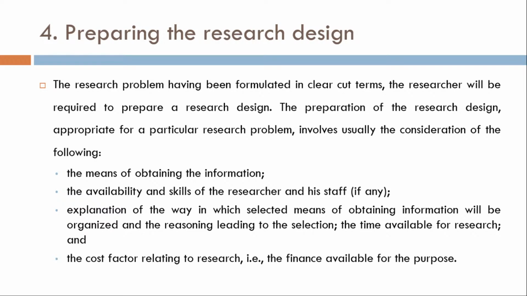Number three, explanation of the way in which the selected means of obtaining information will be organized and the reasoning leading to the selection, the time available for research, and many more things you have to take care of, like how much time you have to achieve your goal, and how you are going to organize and analyze whatever data have been collected. And lastly, the cost factor relating to research, meaning how much money you are going to invest in your research. That is the finance available for the purpose.